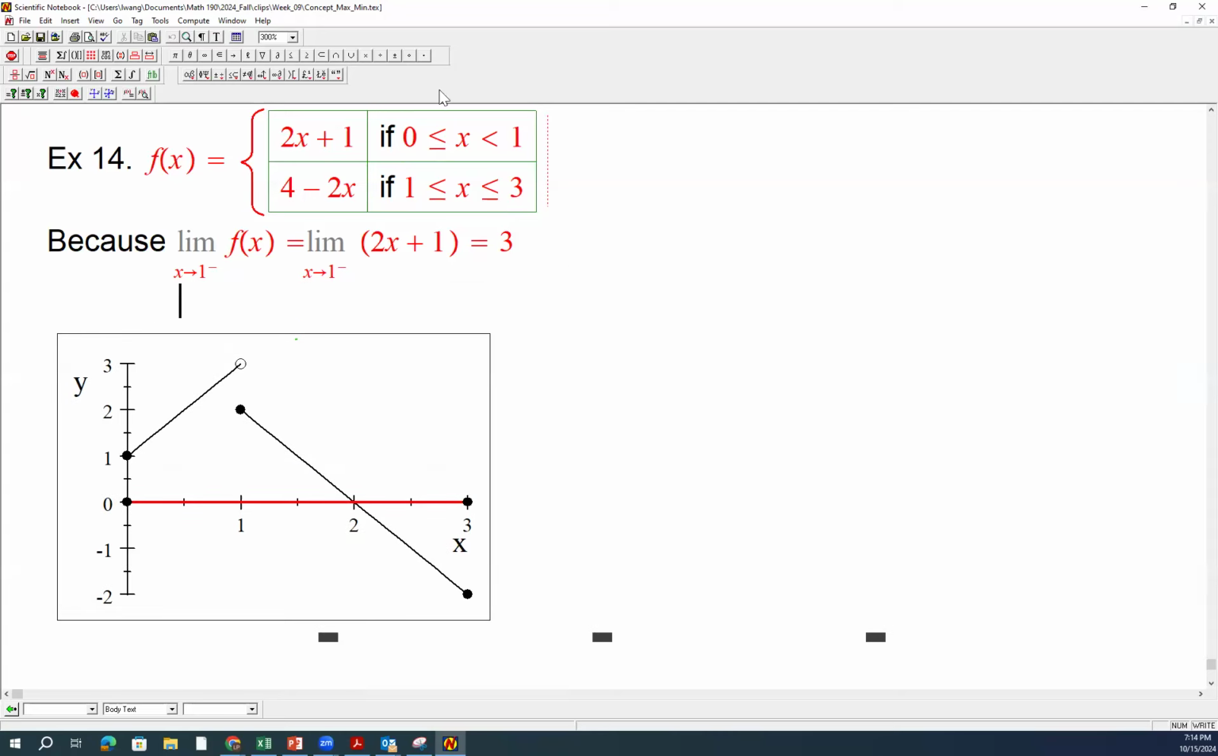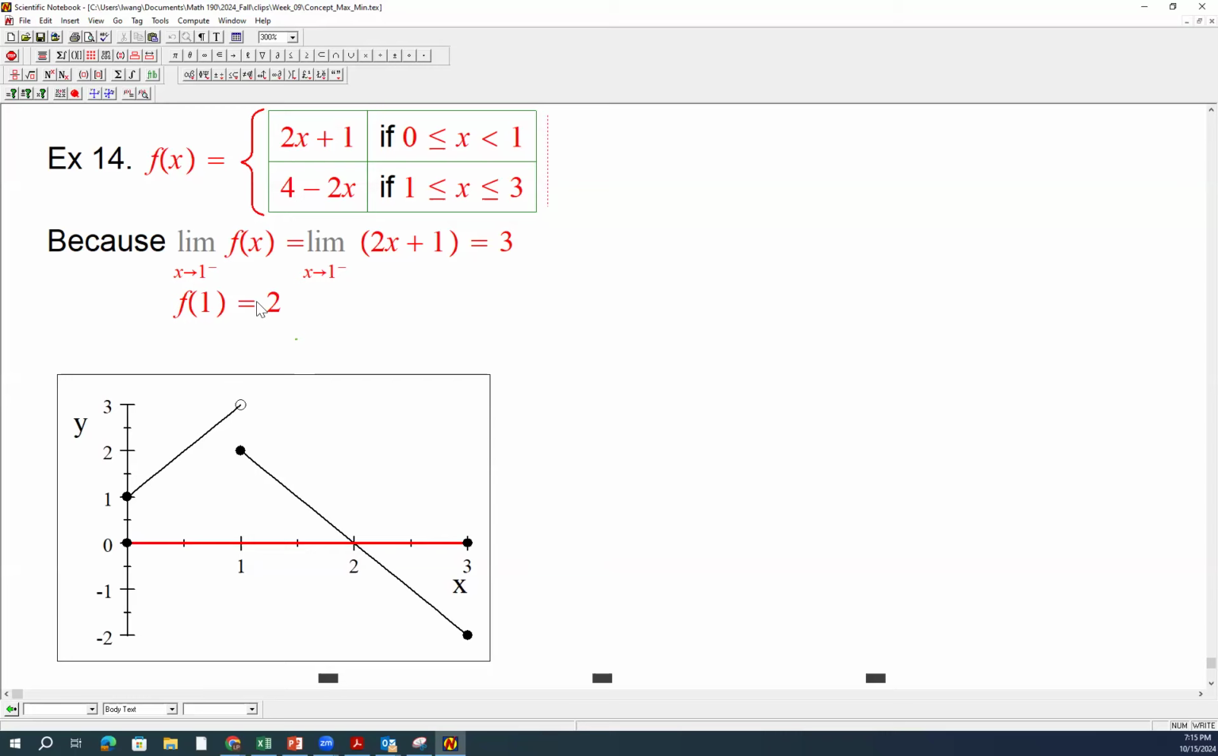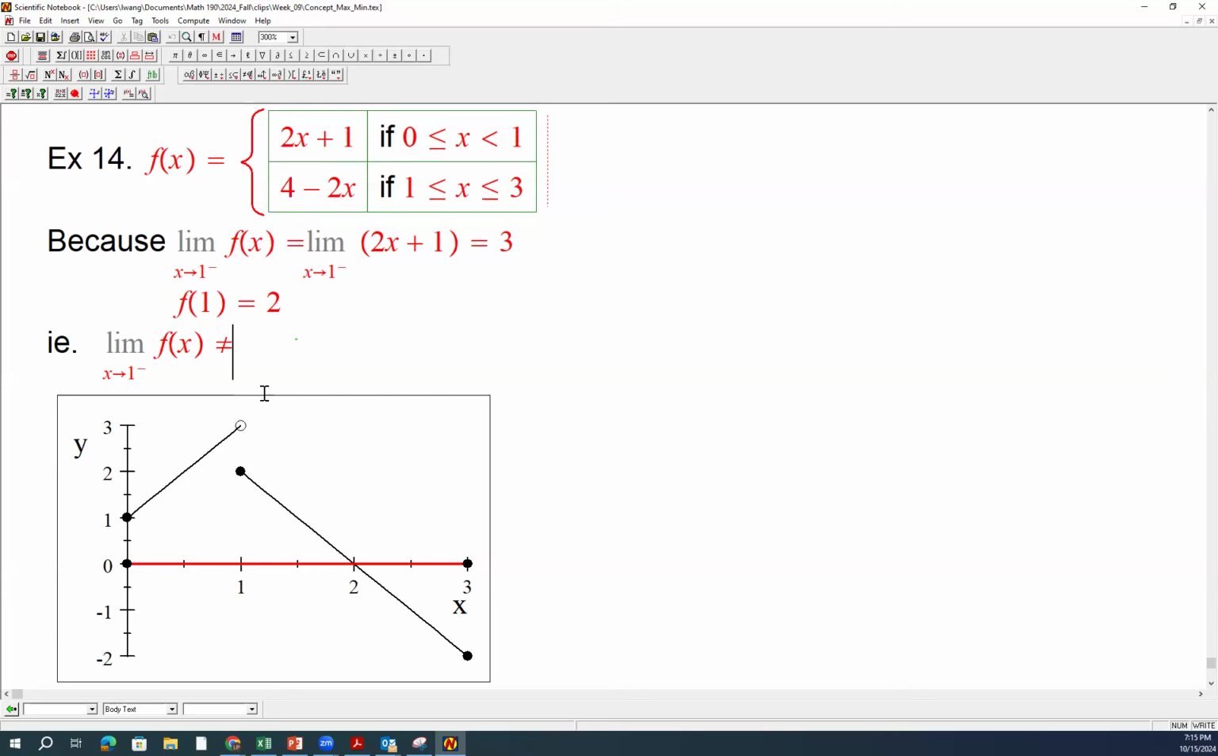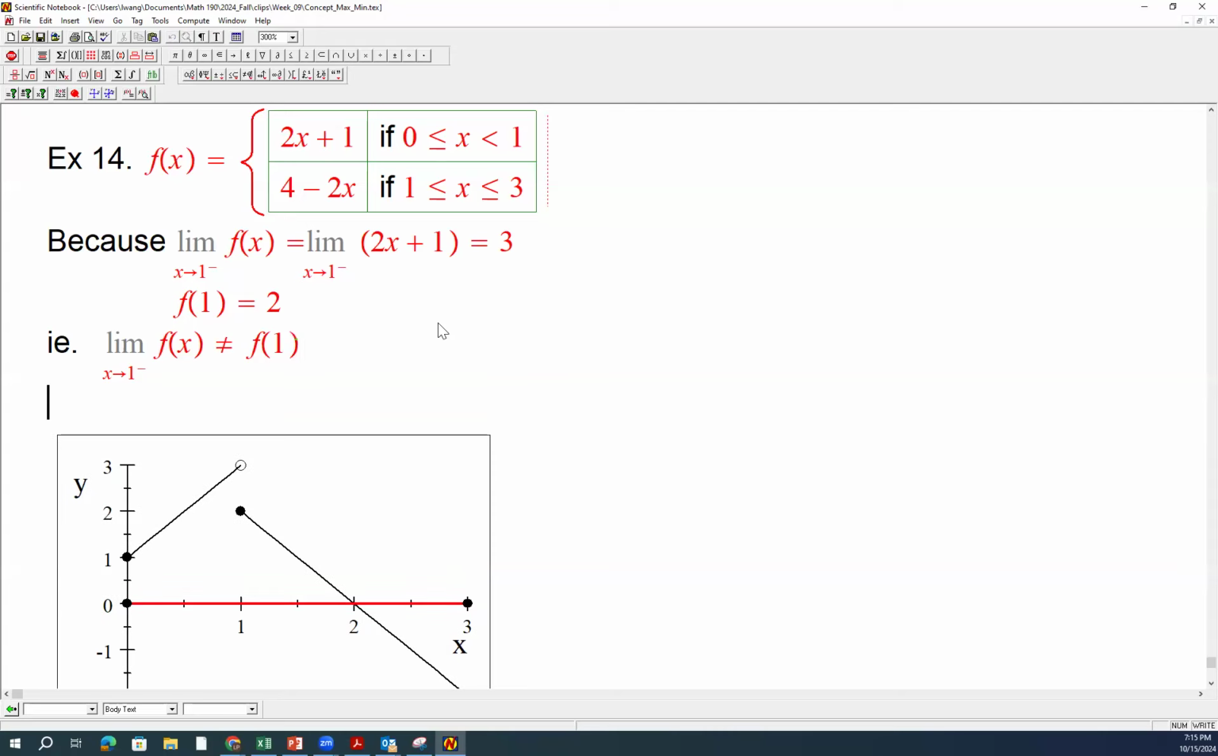And what does f of 1 equal to? f of 1 is equal to 2, right? I.e., the limit from the left of f is not equal to the function's value at 1, therefore it's not continuous, right? So we can say f is not continuous. It's not continuous at what? At 1.